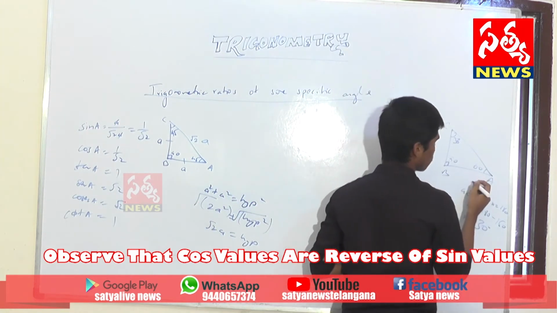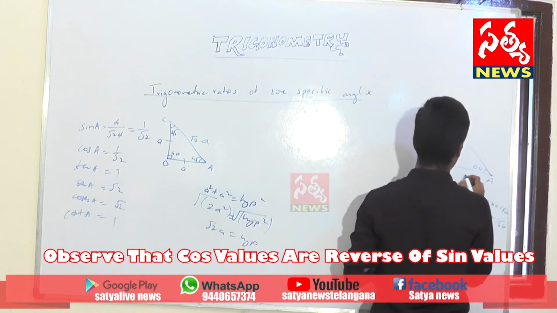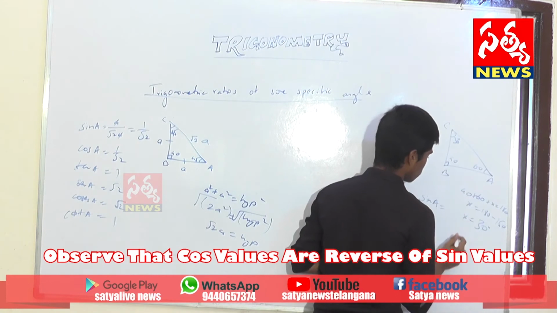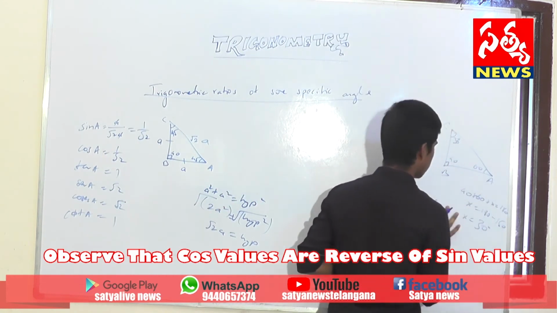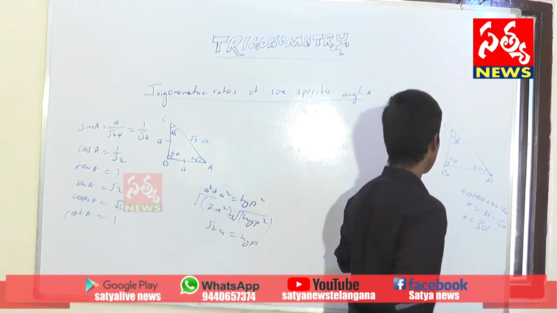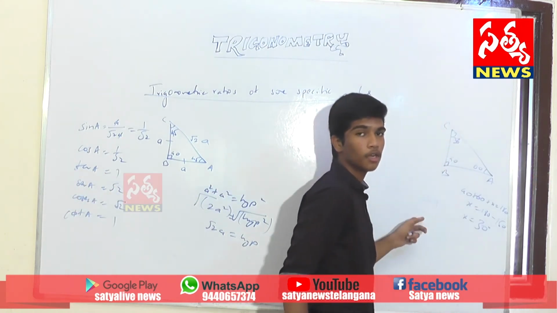So see here, if we calculate sine angles, there are some specific values for 60 and 30 degrees of every trigonometric ratio.